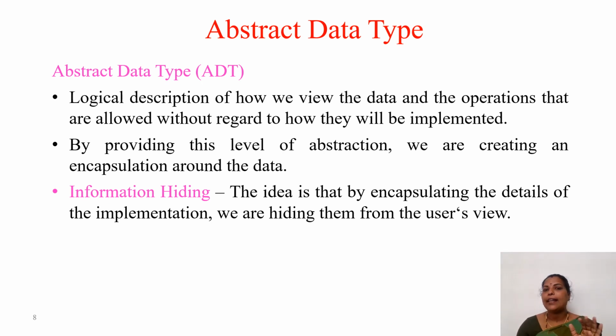By providing this level of abstraction, we are creating encapsulation around data. You know, encapsulation means wrapping around. We are keeping something inside and wrapping around it. So all the implementation details are hidden and only the abstract view is shown to the user. Here the idea of information hiding comes into the picture, that is, encapsulating the details of the implementation and hiding them from the user's view. The implementation details are hidden from the user view; that is the abstract data type, or ADT.